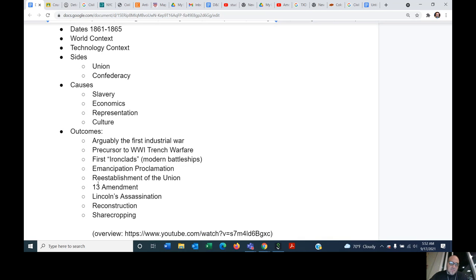We also have the development of the first ironclads. You might argue the first sort of modern battleships. The first one that has a rotating turret is called the Monitor, and it's a Union battleship. So we have this major shift. So you can see, again, the precursor to World War One and the kinds of naval warfare that will happen.